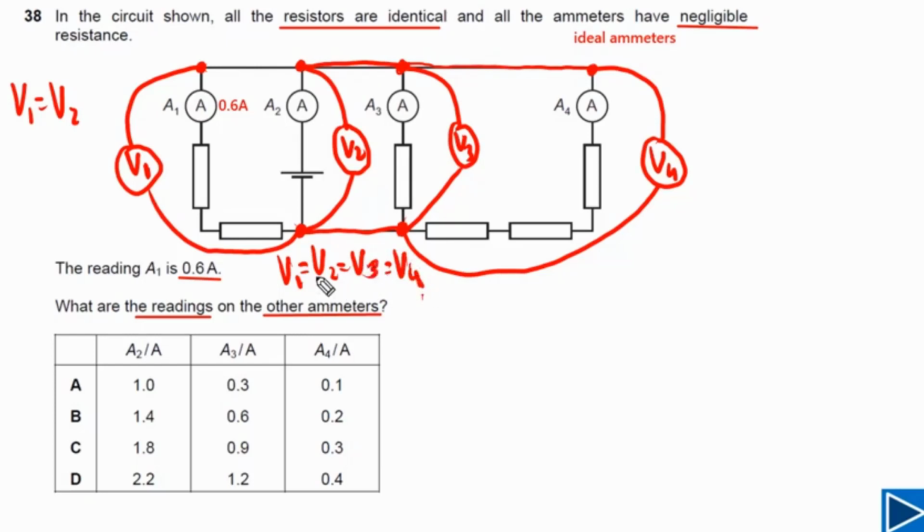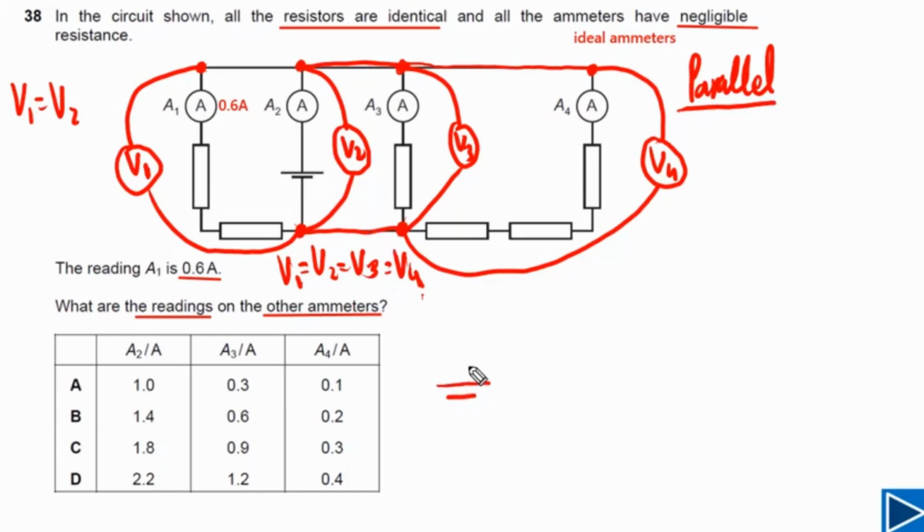So here we can say that V1 is equal to V2, and this is equal to V3, and this is equal to V4. As the reading across each branch is the same, it simply means that all the branches are just connected in parallel. So this is just a parallel circuit. Let me redraw this one so you can get a clear picture of this circuit.